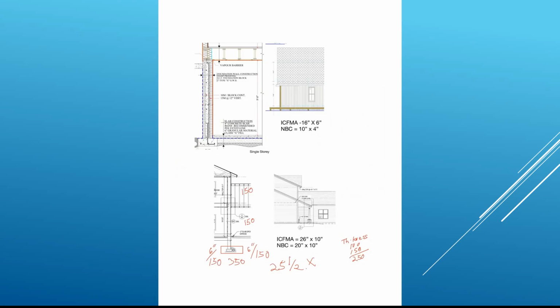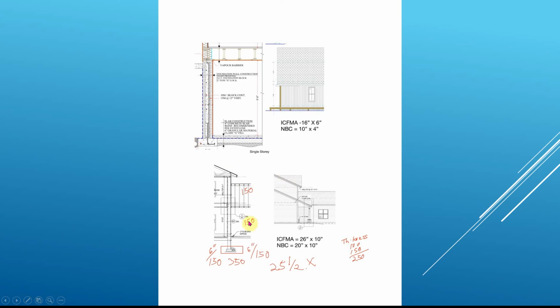Okay, so let's just have a quick look at these two examples, okay? One of them would be our National Building Code, which calls for a 10-inch by 4-inch footing, okay? And the ICFMA calls for 16 by 6. Not a problem. You don't have to bump that out because you're supporting a wood frame up there, and so this is just a standard strip footing, okay?